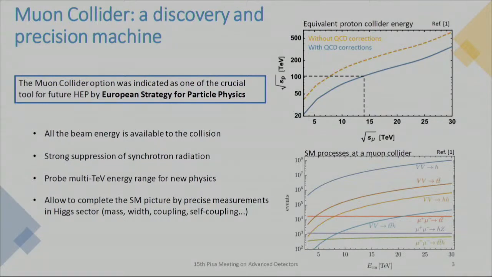So, for example, in the plot on the top, you can see a comparison between a proton collider and a muon collider. In particular, for a proton collider to reach the same pair production cross-section for every particle, we need a center of mass energy of around 100 TeV, whereas for a muon collider, around 14 TeV is enough. Besides, on the bottom plot, you can see that the X particles are produced copiously, and therefore a muon collider experiment gives precise measurements in the X sector.